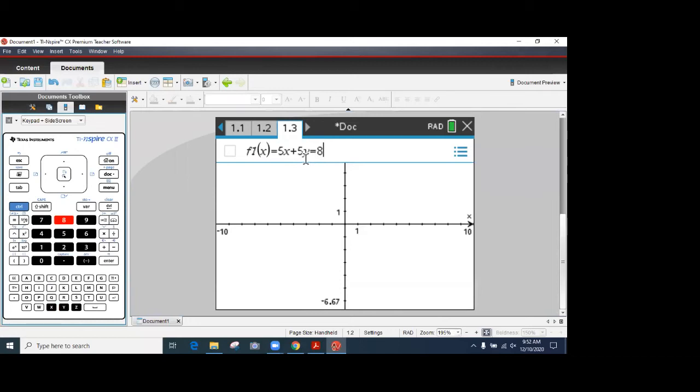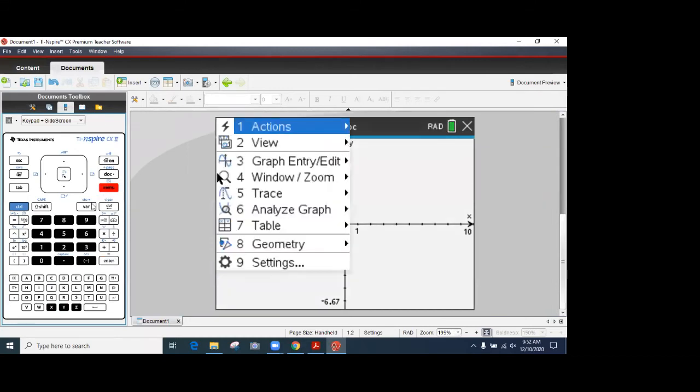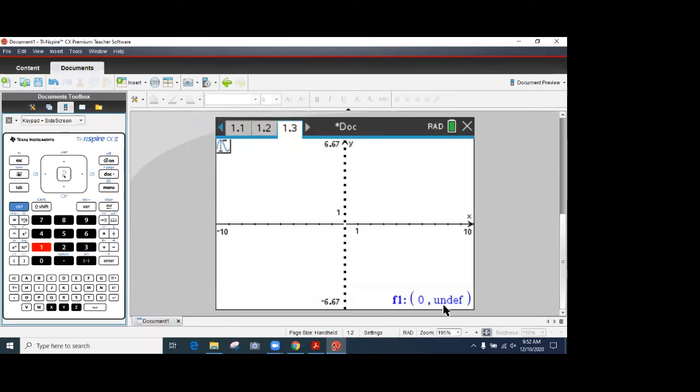Y is not by itself, is it? Okay. How many equal signs do you see? Yeah, I can't have 2 equal signs in that. Now, when I hit enter, and menu 5-1, this pops up.